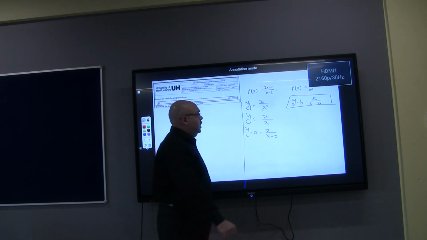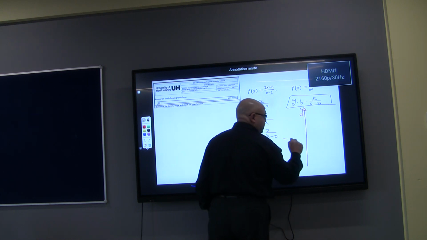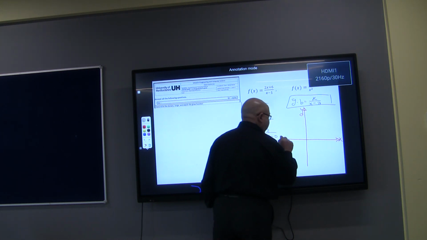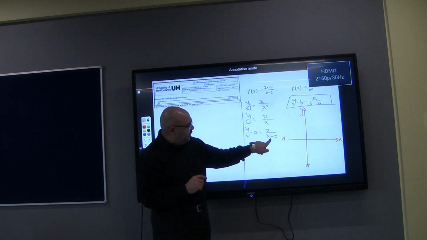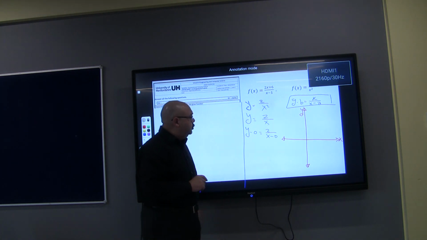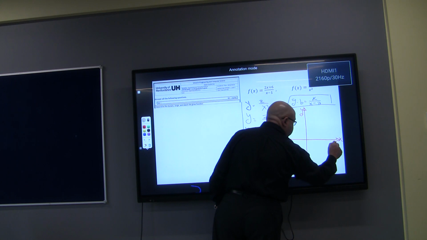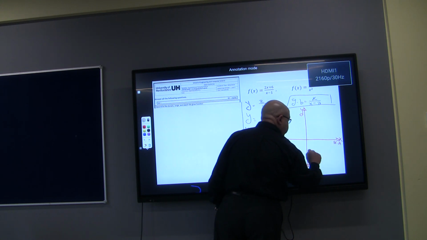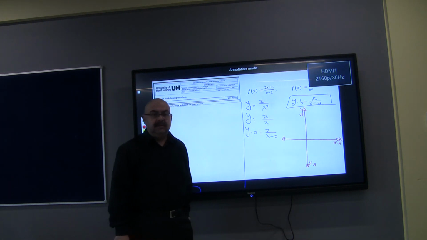If you have, this is the y-axis, here is the y-axis. This is the x-axis, as you can see. And then I will have a vertical asymptote and a horizontal asymptote. So I will write here, I have the horizontal asymptote, and then I have the vertical asymptote, which is the y-axis.